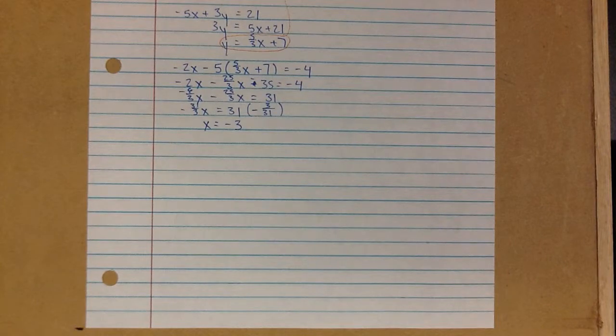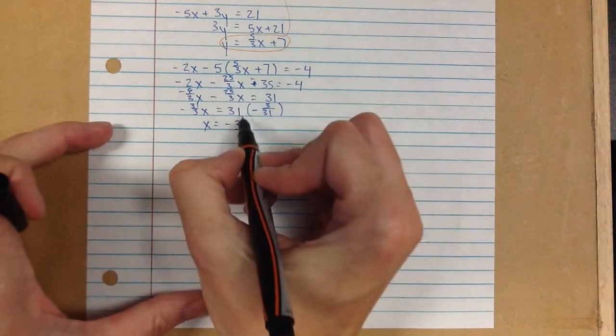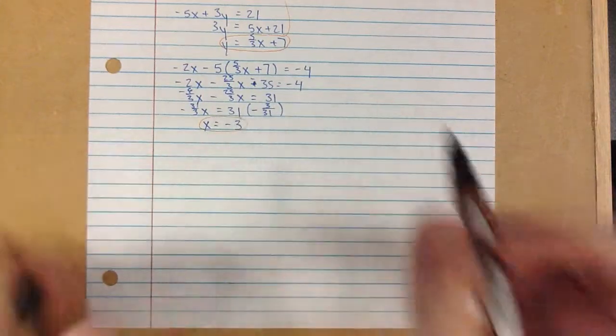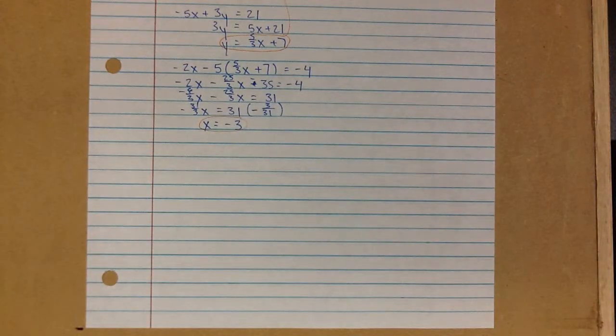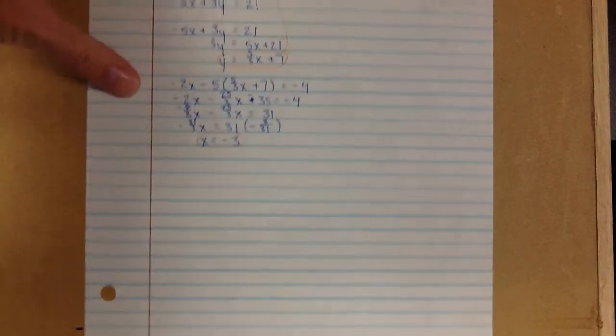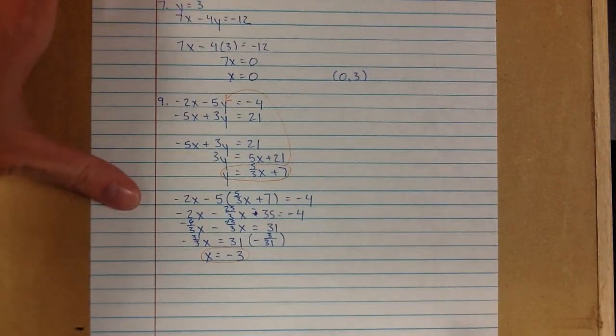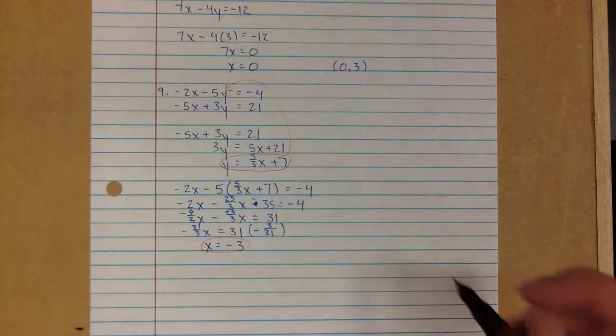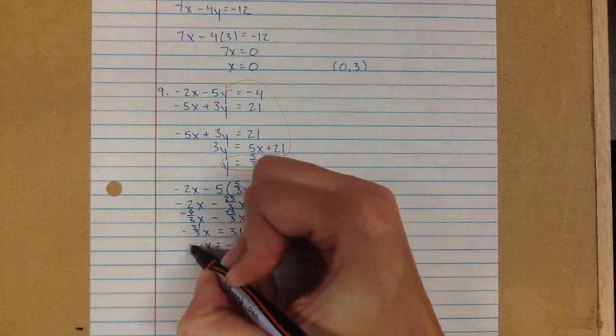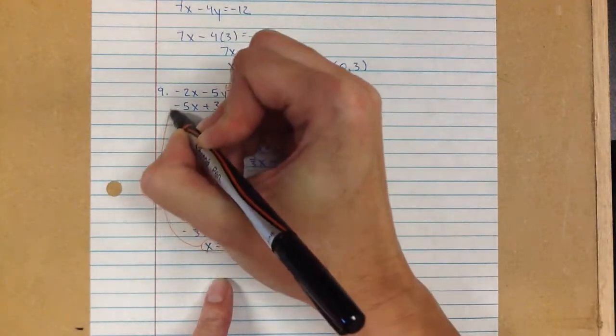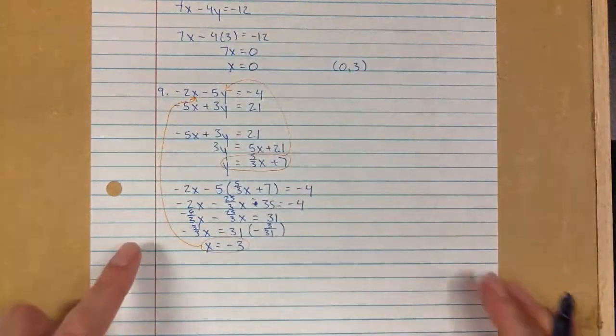Does that kind of make sense? Okay, it's a lot of math to get to negative 3. But you're not done yet. We're going to take that negative 3, and where are we going to put it? Back into one of the equations. We can put it in the top one or the bottom one. Which one? The top? Alright, so this x is going to go all the way up here for that x.